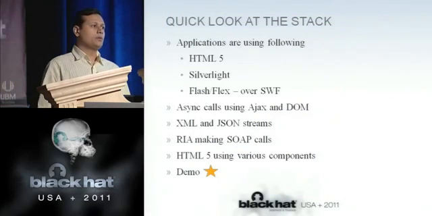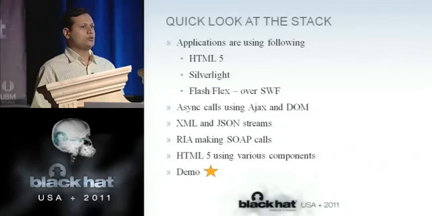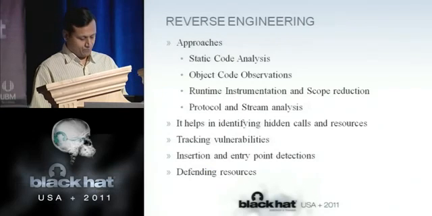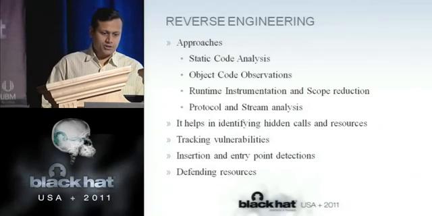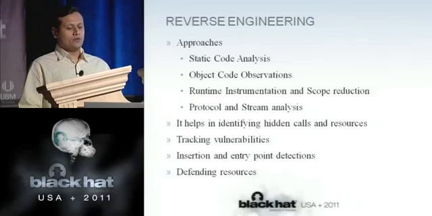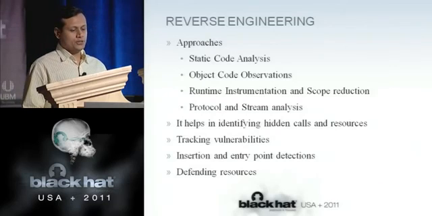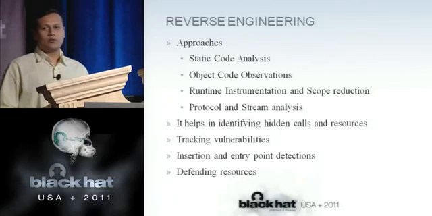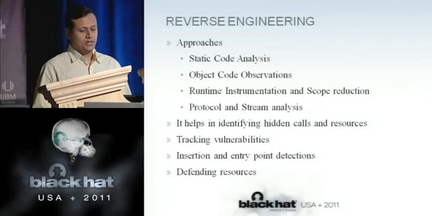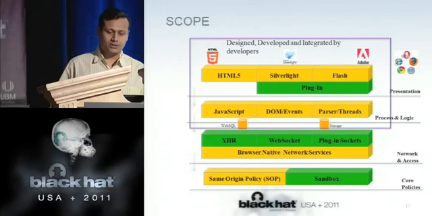So this is how the current application would be running in a browser. It has multiple protocols, it has multiple stacks to address, be it Silverlight, Flash, Flex, and so on. Okay, so reverse engineering approach. There are a few different approaches which you can take while doing reverse engineering. One is static code analysis, object code observation, runtime instrumentation, and scope reduction and protocol analysis as such. And the objective is to find and track vulnerabilities or any weaknesses which we have on the application.